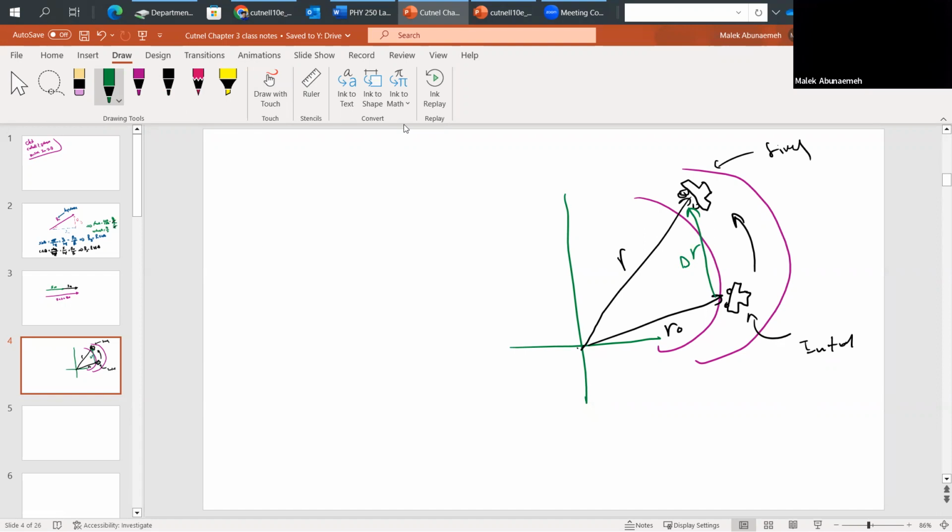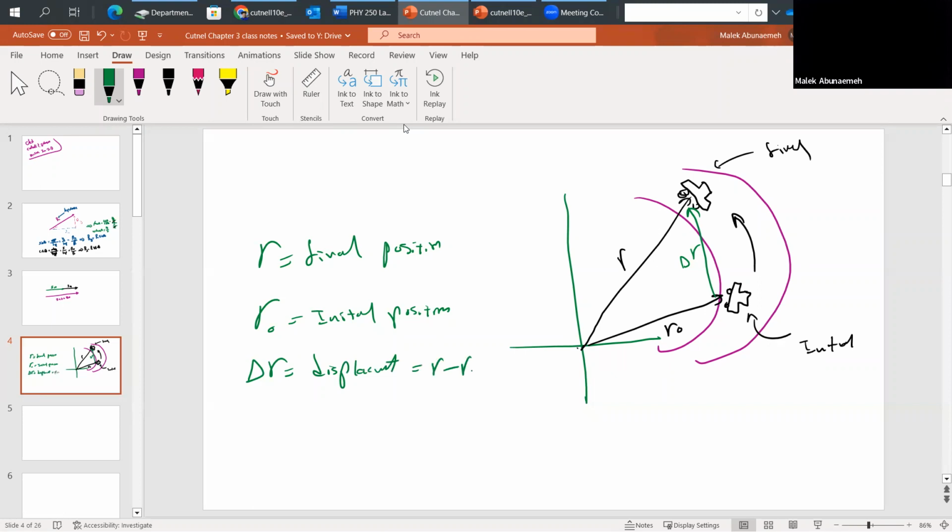And so we define R as your final position, R naught as your initial position, and delta R, which is your displacement, which is going to be your R minus R naught. And they're vectors, so we need to have your arrows on top of them.